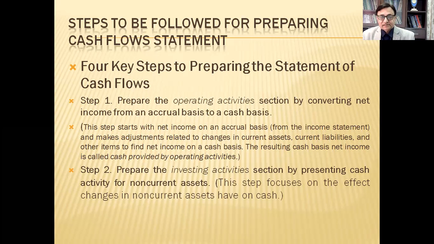So there are three sections of the statement of cash flows. One is the operating activities section, second is the investment activities section, and third is the financing activities section. So the first step will be to prepare the operating activities section by converting the net income from accrual basis to cash basis. As I have already told you, when we prepare the financial statements, basically we prepare on the accrual basis. So whatever income is stated in the profit and loss account or statement of comprehensive income, that is stated on the accrual basis.